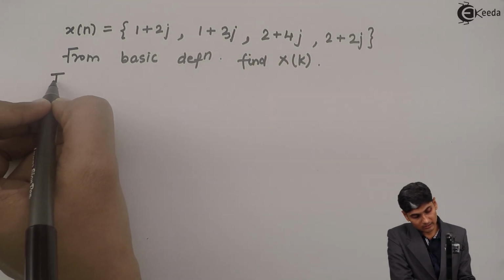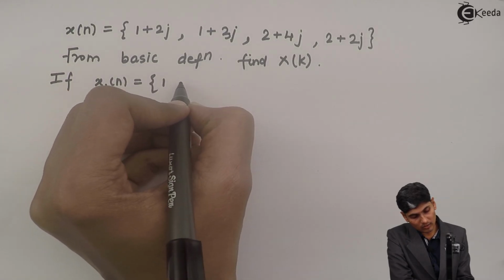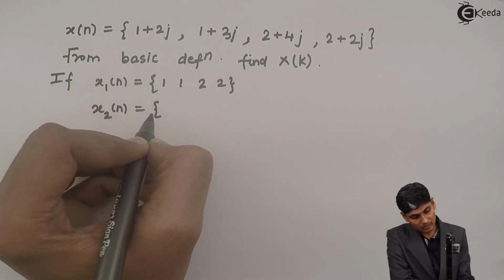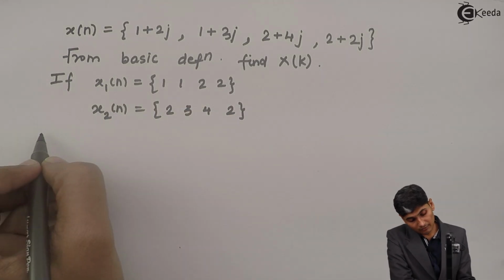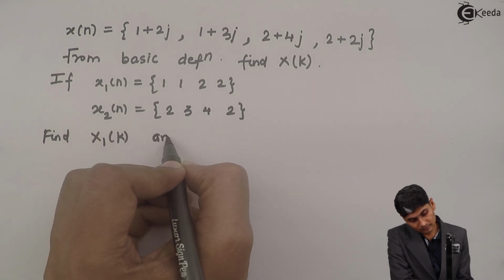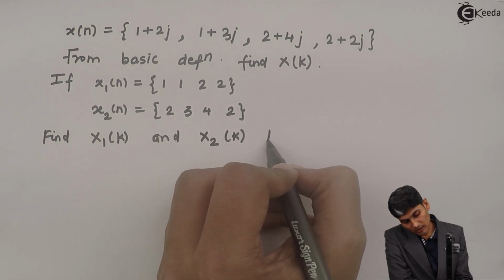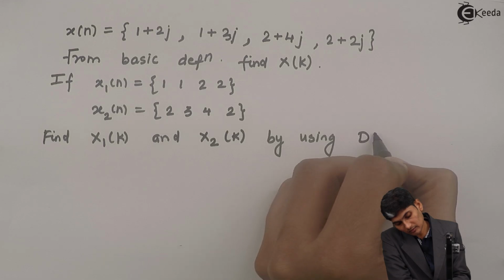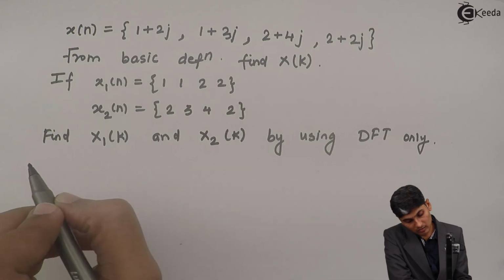Then they are asking if x1 of n is equal to 1, 1, 2, 2 and x2 of n is equal to 2, 3, 4, 2, then find x1 of k and x2 of k by using DFT only once.